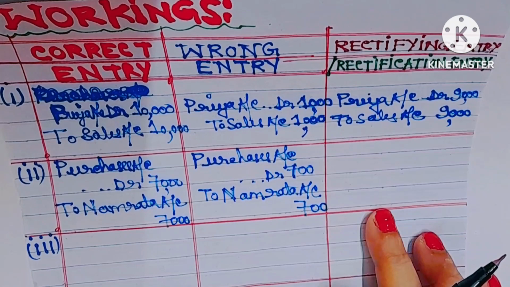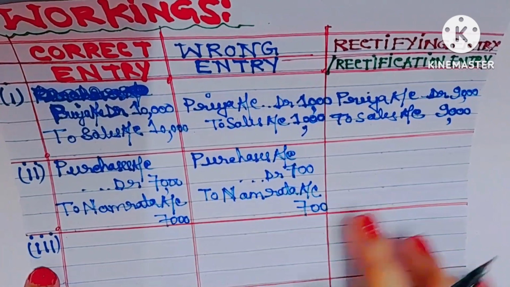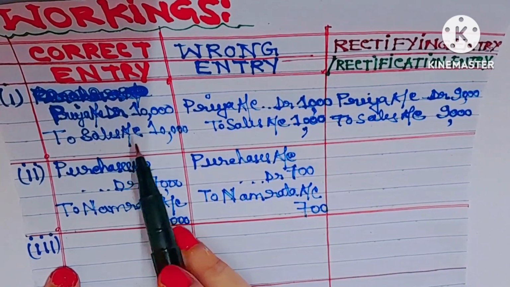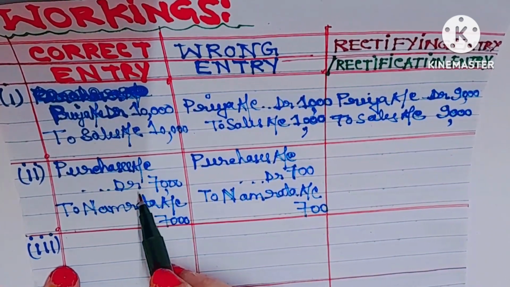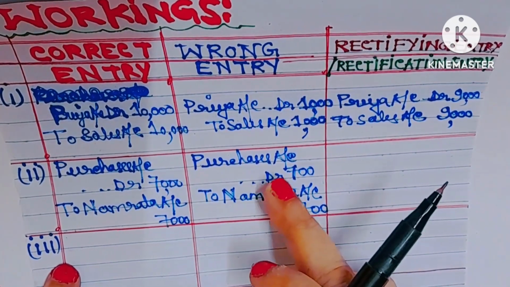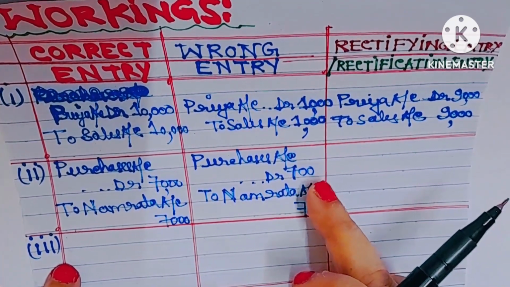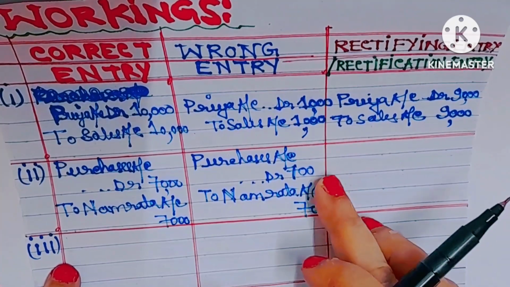So now let's rectify. What is the technique? Compare the correct entry and the wrong entry. Let's see the debit side first in the correct entry. Purchases account debit rupees 7,000. Let's see the debit side in the wrong entry. Purchases account debit rupees 700. So 6,300 has been recorded less.